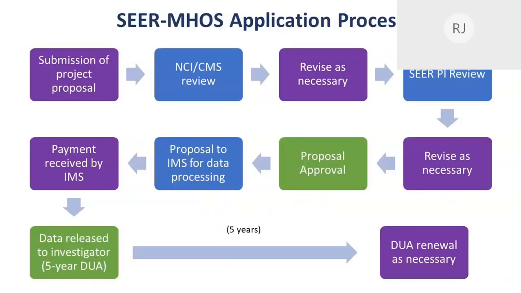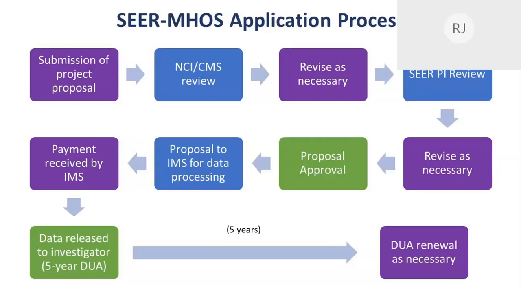The process, as you can see, has a lot of steps. For investigators, focus on the purple boxes. You're developing your proposal, it is then reviewed, there may be some revision, and it's reviewed by CRPI. Then once we have approvals, payment needs to be received, revised as necessary. Green is a milestone of approval. And finally, the final green box at the bottom is the data is released to the investigator with a 5-year DUA. And after 5 years, the DUA can be renewed on a yearly basis as necessary.